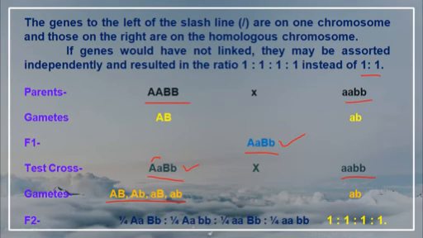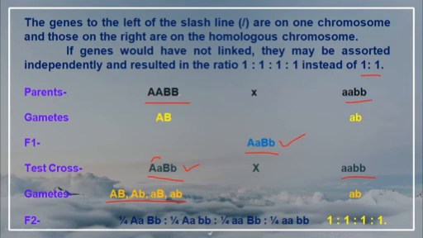1/4 are capital A, small a, small b, small b. 1/4 offspring are small a, capital B, small b, and 1/4 are small a, small a, small b, small b. So all these four offspring have been formed in the ratio 1:1:1:1. So this is called independent assortment.